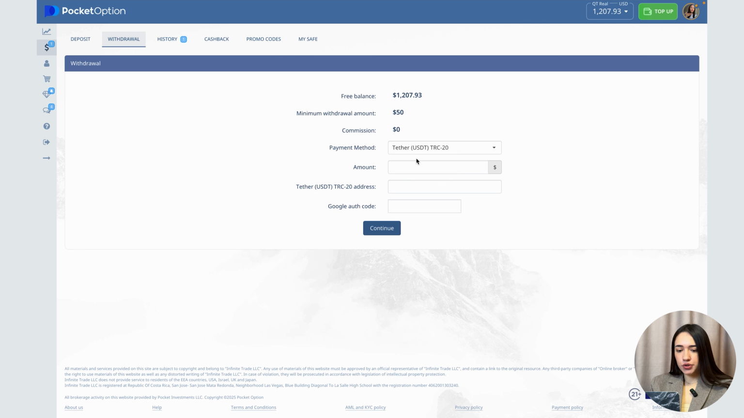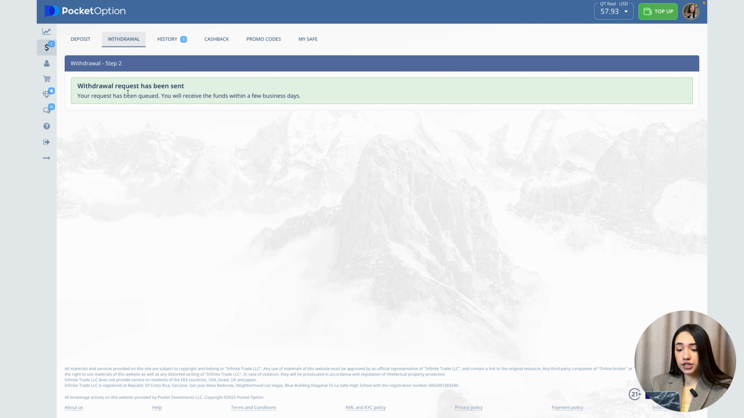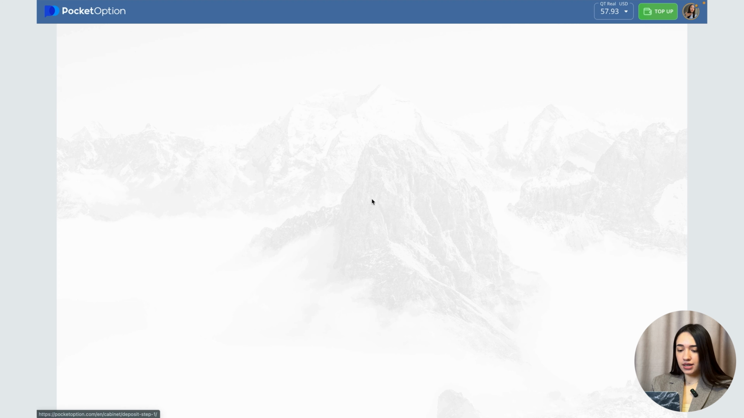We will do that using TRC20. So let's withdraw $1,150. Insert the address of the wallet, and you need to enter the confirmation code from Google Authenticator. Just press continue, and our operation is successfully performed, guys.